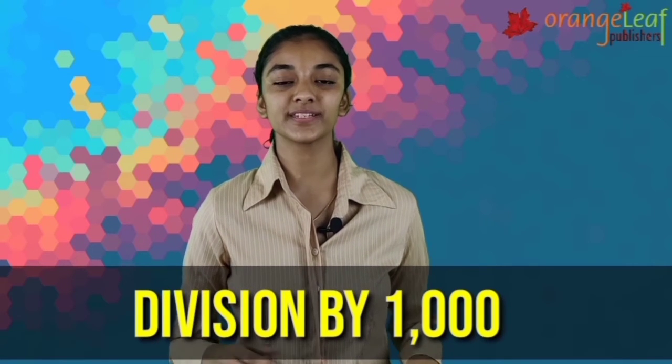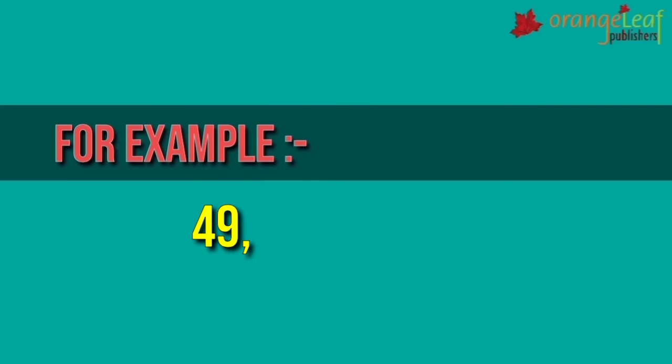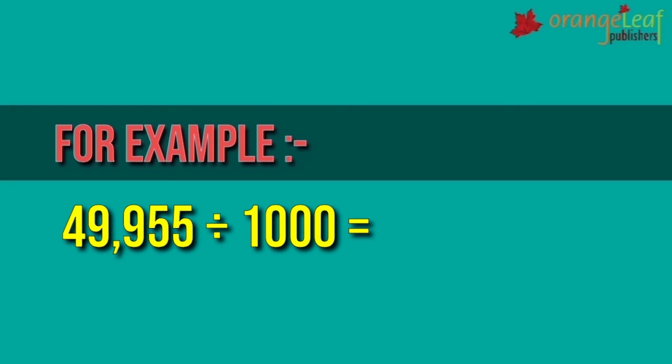Division by 1000. A dividend when divided by 1000 gives a remainder equal to the digits at the ones, tens and hundreds place in the dividend. All the remaining digits in the dividend form the quotient. For example, 49,955 divided by 1000 gives us 49 as the quotient and 955 as the remainder.